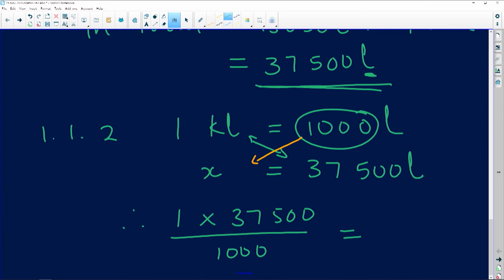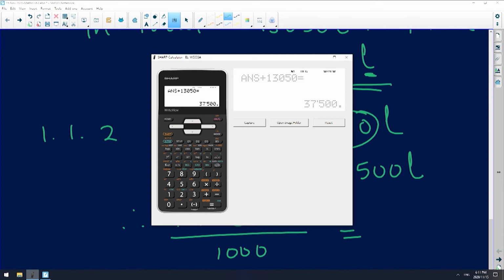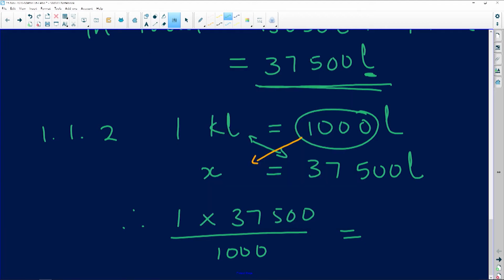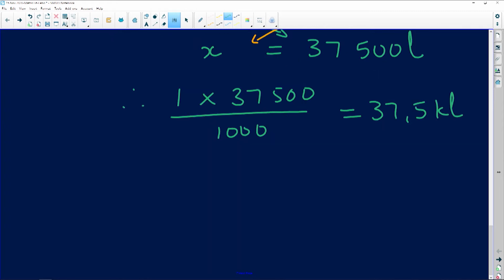But let me go to my calculator. Don't be scared to use your calculator. Okay, 37,500 divided by 1,000. It's going to be 37.5. Whenever in doubt, use your calculator. Now I've got 37.5 kiloliters, okay? 37.5 kiloliters. Now I need to calculate how much I'm going to pay for this using the municipality tariff.